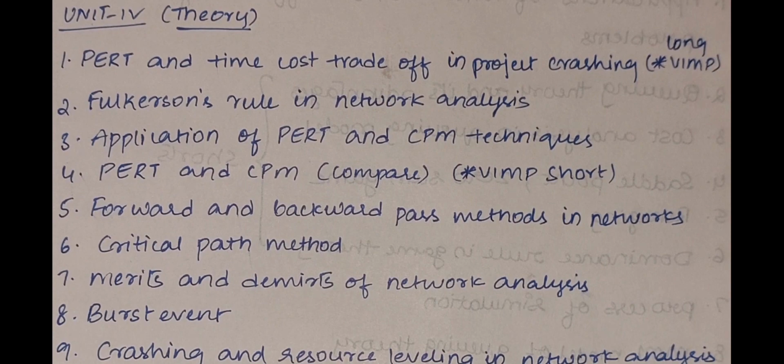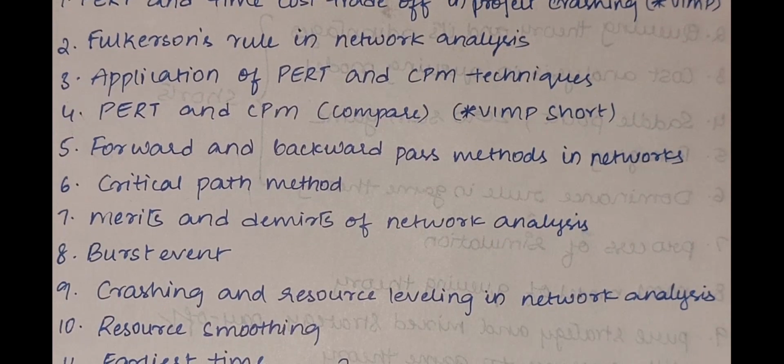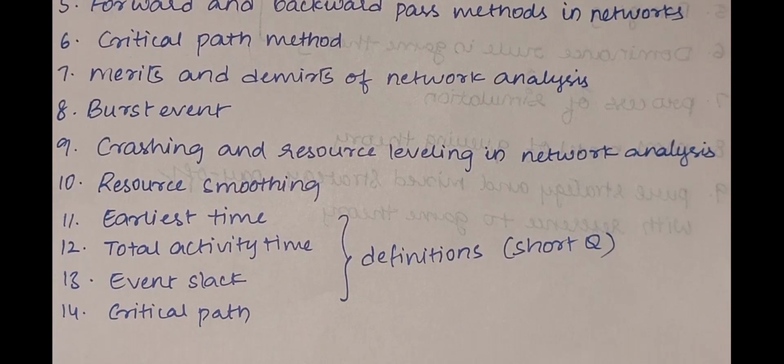Critical path method is a short answer. Merits and demerits of network analysis can be asked as a long answer question. And the last questions we have are burst event, crashing, and resource leveling in network analysis. Crashing and resource leveling can be asked as two separate short answer questions as well. Resource smoothing, earliest time, total activity time, event slack, critical path. What happens during our examination is they'll ask you these in long answer questions with multiple sub-questions. If you can just answer the definitions of them, you'll get full marks.